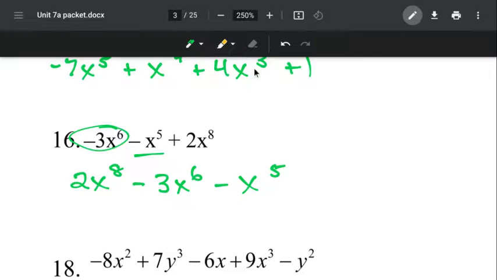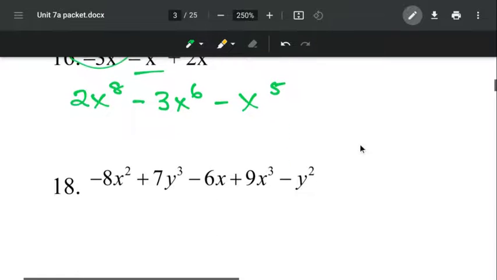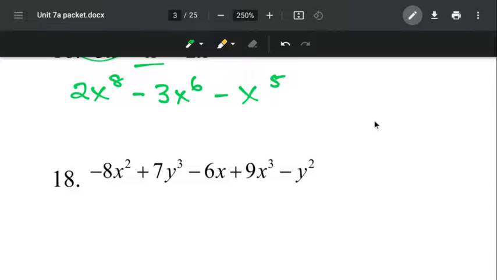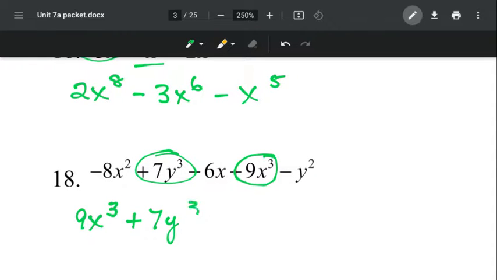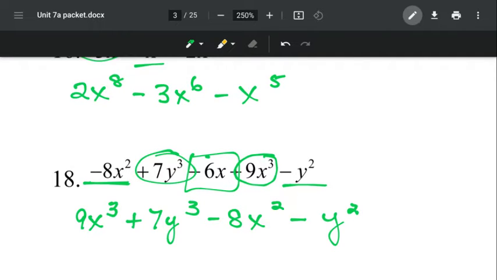Biggest exponent to smallest. Now this one, number 18, has 2 letters. So just make sure you have your biggest exponents. Let's see, we got a 9x to the third and a 7y to the third. Go in alphabetical order if you're not sure which one to put first. So 9x to the third plus 7y to the third. Let's see. We got x squareds now. Minus 8x squared, minus y squared. And then our last guy right here, minus 6x. Finish page 2. That counts as a homework. And then the next video, we'll go over adding and subtracting.